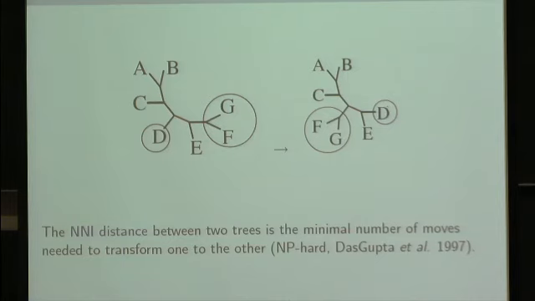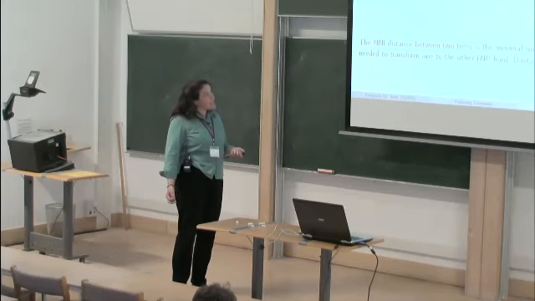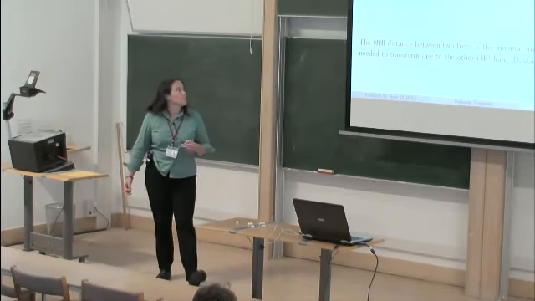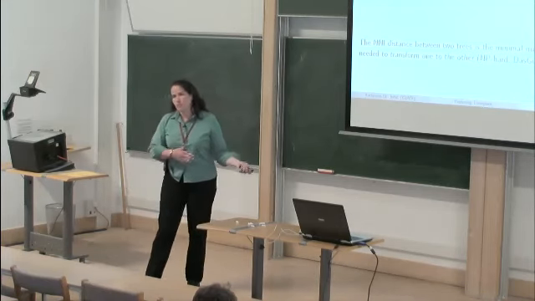A, B, C, D, E, F, G. You choose 2 of them and you flip their position. Okay, so this is one possible resulting tree, and if you play with it, you'll realize that there's only 3 possible trees. So the NNI distance between 2 trees is the minimal number of NNI moves to transform one to the other.